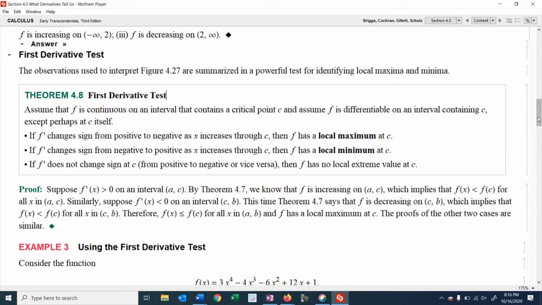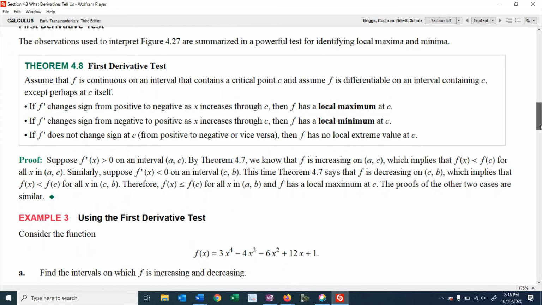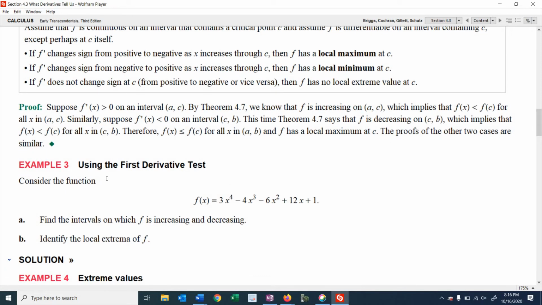Okay, so let's do an example where we actually apply the first derivative test so you can see how this works. So let's look at example 3. For this particular function, let's try to find the location of all its local maximums and all its local minimums.